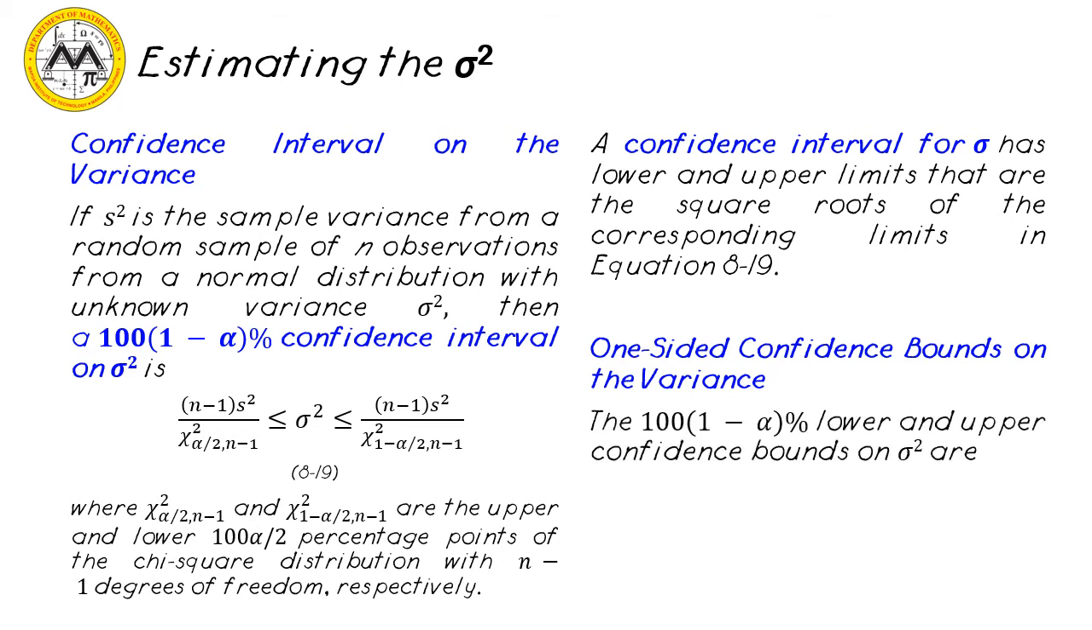For a one-sided confidence bound for the variance, it would be n minus 1 S squared over chi-squared. But take note that for the lower limit, it would be for alpha, and for the upper limit, 1 minus alpha.